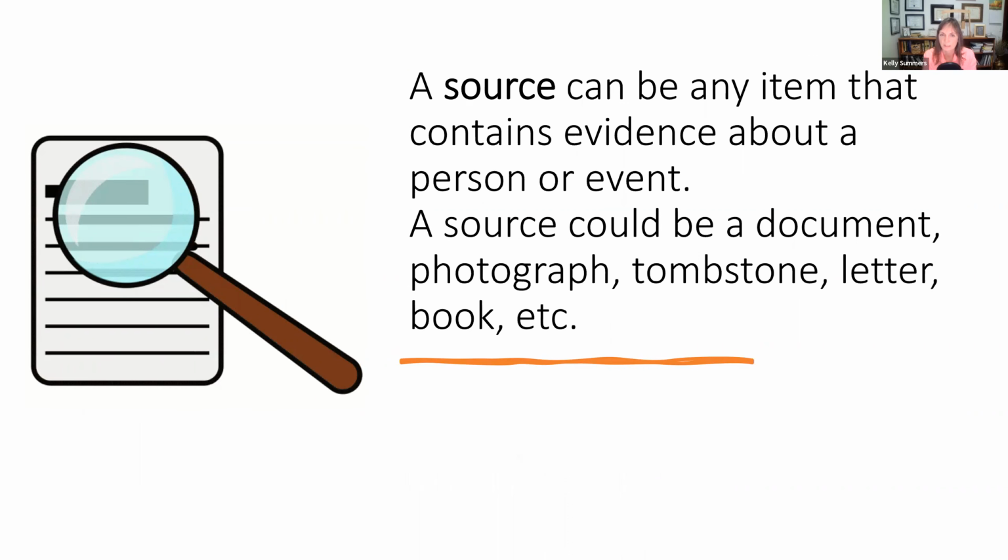A source that contains evidence can be a variety of things when we do genealogical research. We could have a document, that's the most common, like a birth certificate or death certificate. We could have a photograph, a letter, a journal entry, an interview, a tombstone, a book. There are so many things that we use as evidence in doing genealogical research.